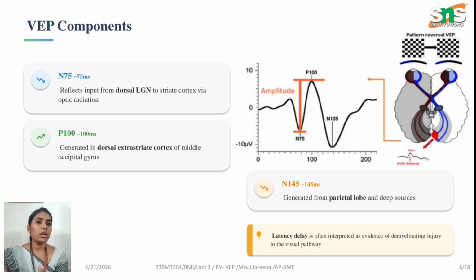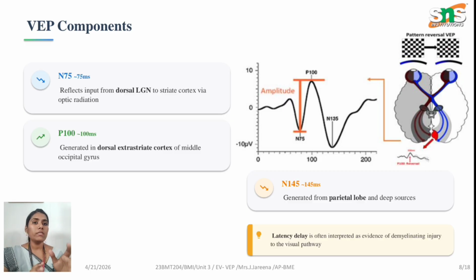Similarly, the P100 also clearly represents an area, that is the dorsal extrastriate cortex, which exactly represents the occipital cortex, the middle occipital gyrus area. The P100 is a predominant waveform compared to N75 and N135. It clearly represents how active the occipital region is. If there is any problem, you can see it clearly in the deflection of the latency. Instead of P100, if you are getting P105 or P110, it clearly represents that you may have some problem in that particular area.